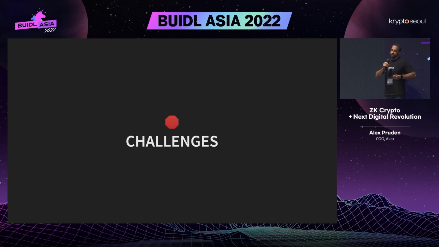Okay, so I just told you about how awesome all these zero knowledge proofs are. So why isn't everyone just using them already? We thought of this in the 80s. Why are we still here?